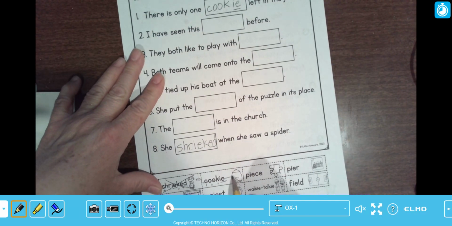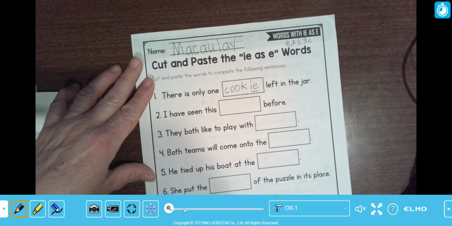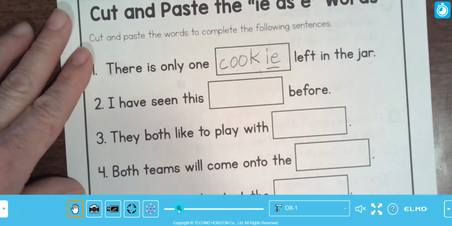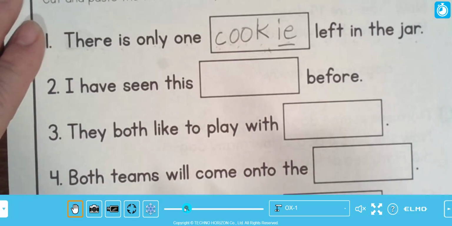Okay, when you finish writing down cookie, let's cross it off. If you haven't finished, pause the video, okay, so you can finish. Okay, let's go to the next, let's go to this next sentence. See if we can make, okay.